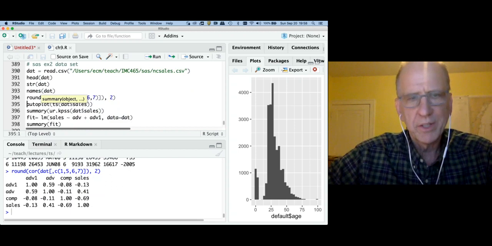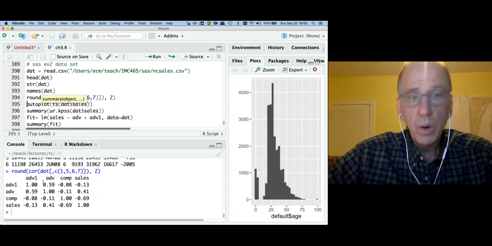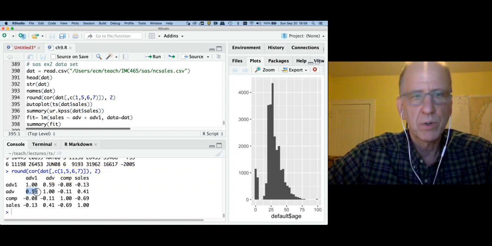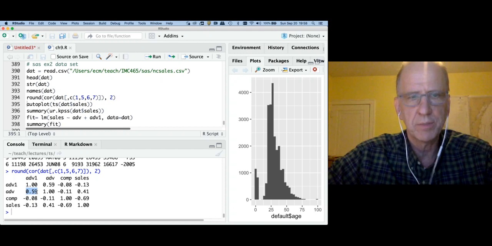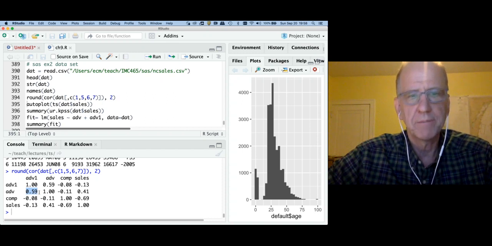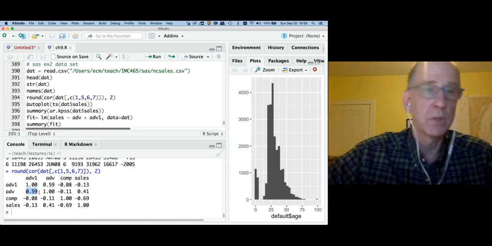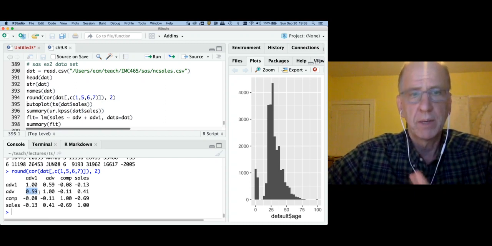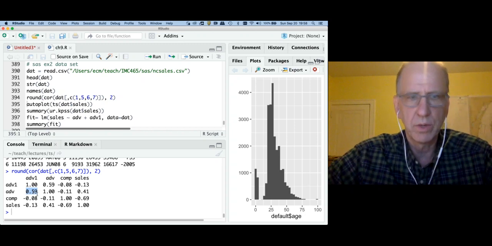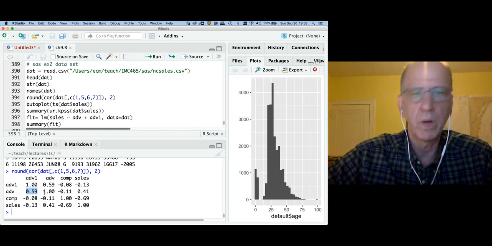If we look at a correlation matrix, what we see is that advertising this period has a substantial correlation with advertising last period. I would almost say this correlation of 0.59 is a bit on the low side. In my experience, those correlations tend to be even larger than that. But I've used this example specifically because this correlation is not so overwhelming.